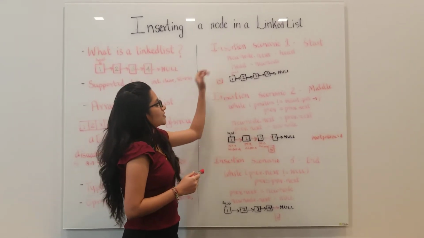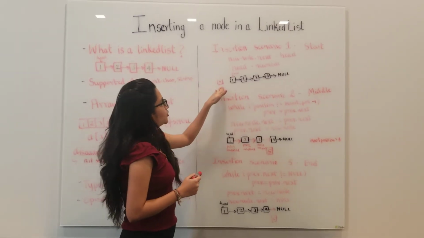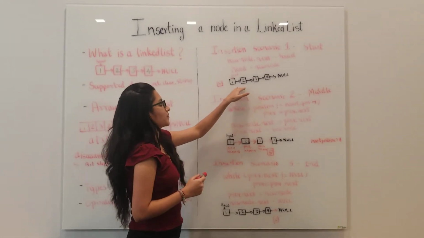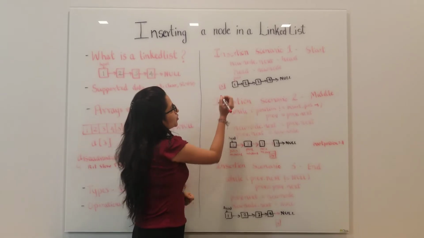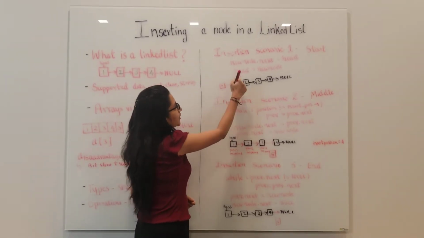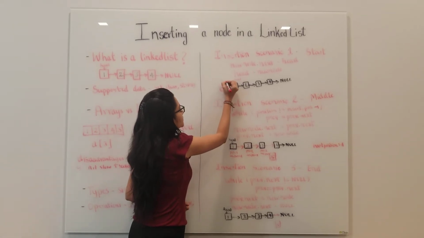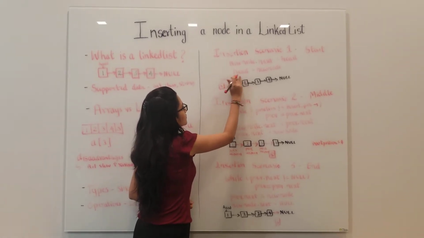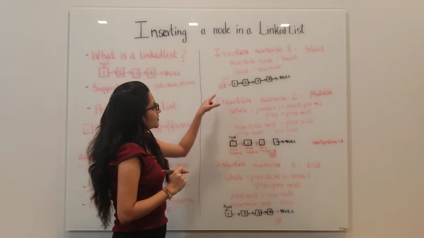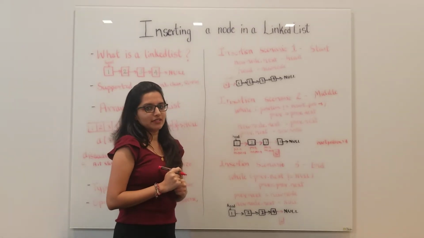So first scenario. Consider this is a new node and you want to insert it in this linked list. All you have to do is make the new node.next point to the head of the linked list and then update the head as new node. That is how you insert at the beginning of the linked list.